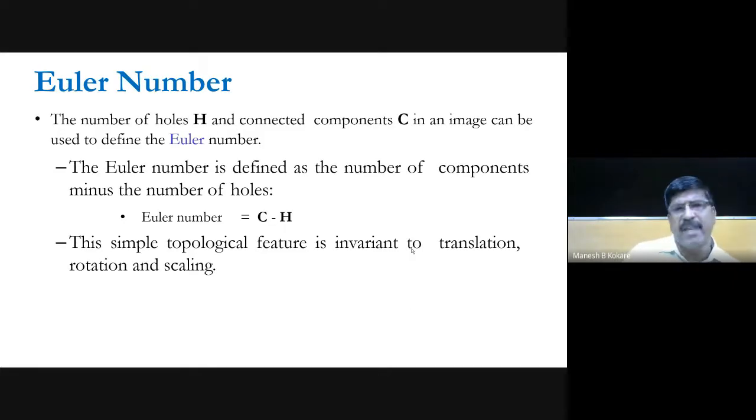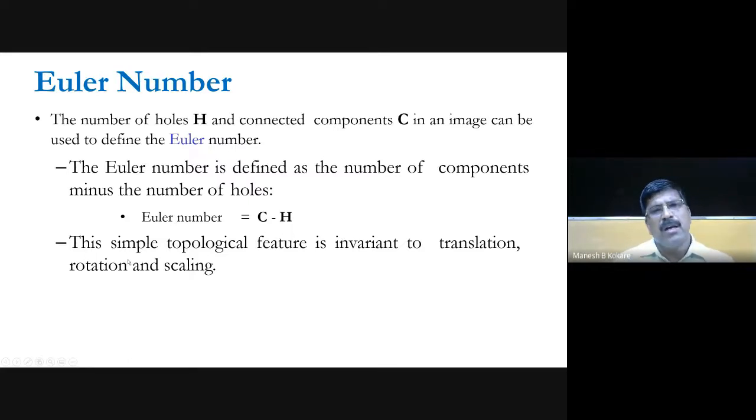Then the second feature which we can obtain from the region-based approach is the Euler number. Now, Euler number is also a topological feature. So what is basically the Euler number? The Euler number is nothing but the number of connected components minus the number of holes in the region. So how many connected components are there in the region, minus how many holes are there. This is the formula to calculate the Euler number of the shape feature.